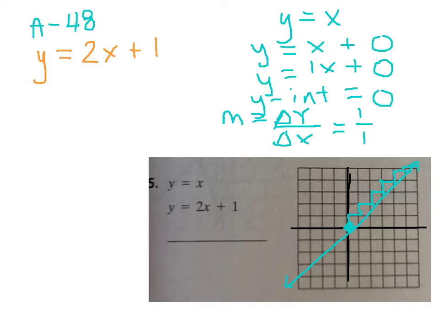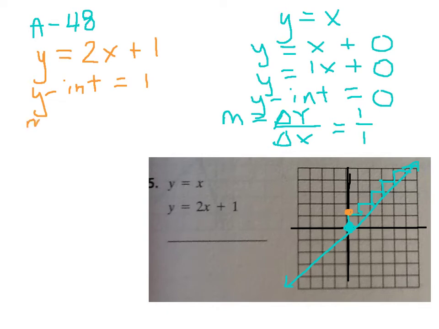And now I'm going to switch pens and grab the orange one. In this case, once again, it's in y equals mx plus b form, or slope-intercept form. And this time, my y-intercept is equal to 1. So let's graph that point. It's that point right there.